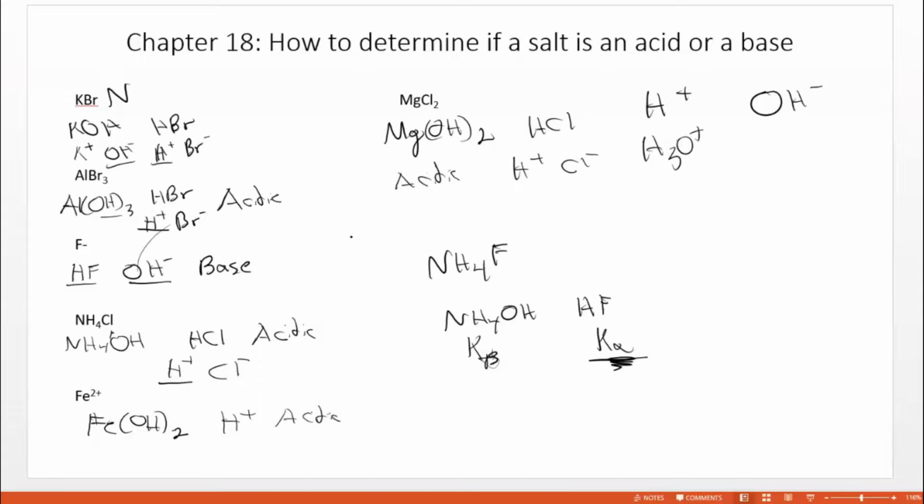In a nutshell, here is how you determine if a salt or an ion is acidic or basic.